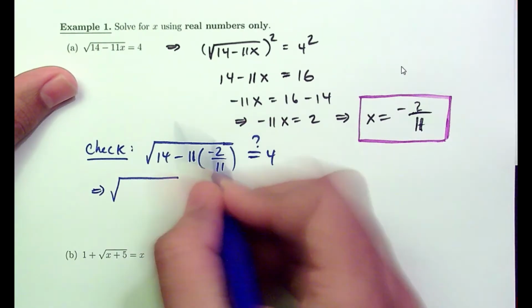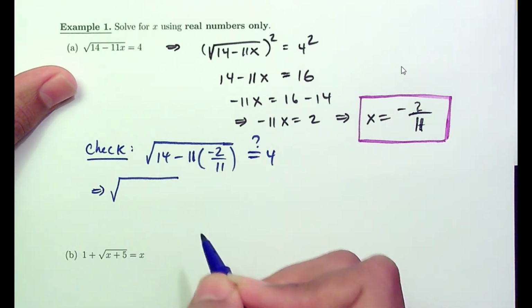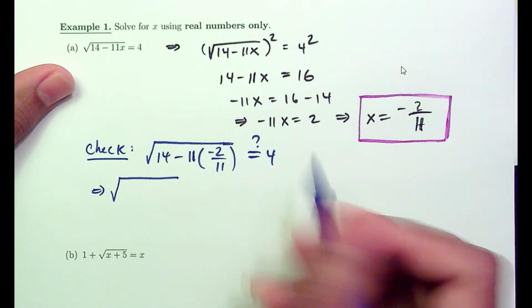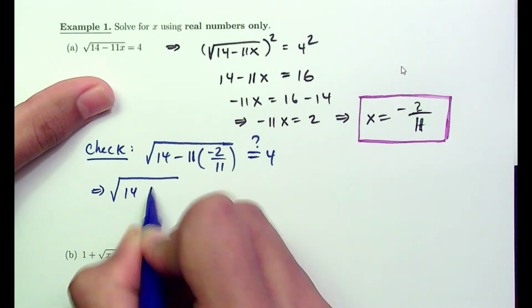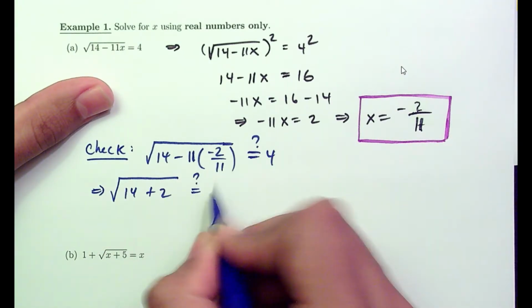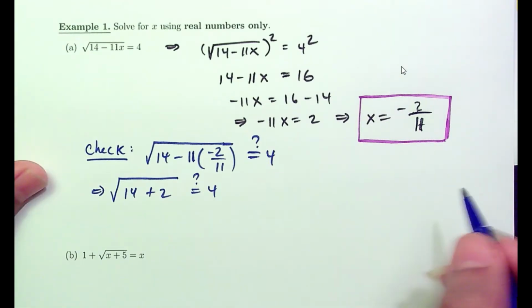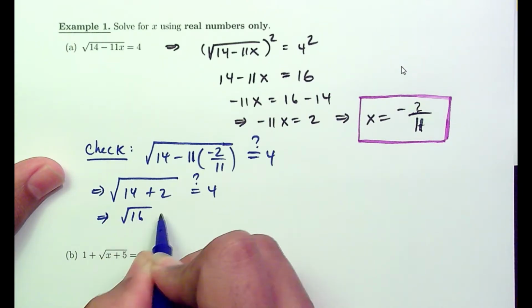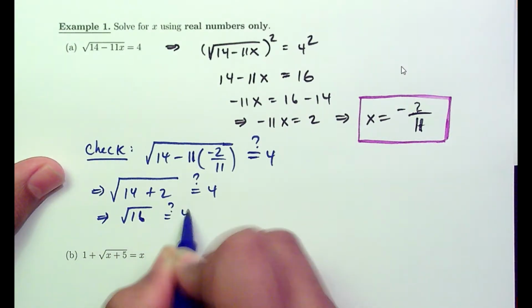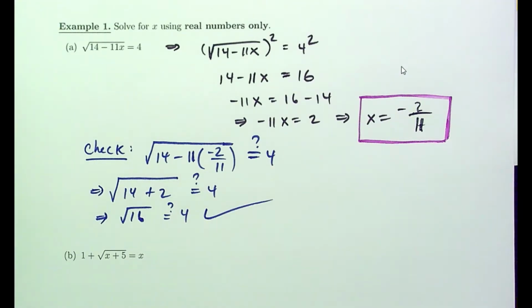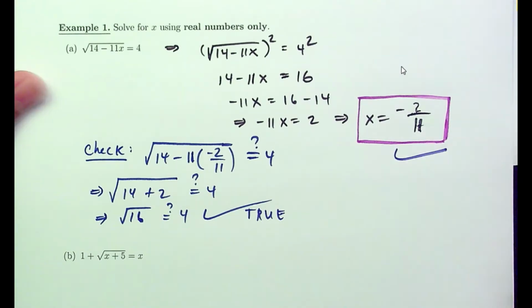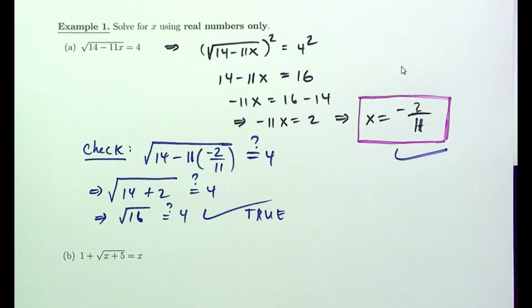Don't rush it. Simplify, cancel the 11s, so the 11s will disappear, and then you would have two minuses that give you a plus. So that's going to be 14 plus 2, is this true, equal to 16? Simplifying a little bit more, 14 plus 2 is 16, so the question is, is the square root of 16 equal to 4? And that is true. So that means the number we found is actually a solution indeed. That is the solution.